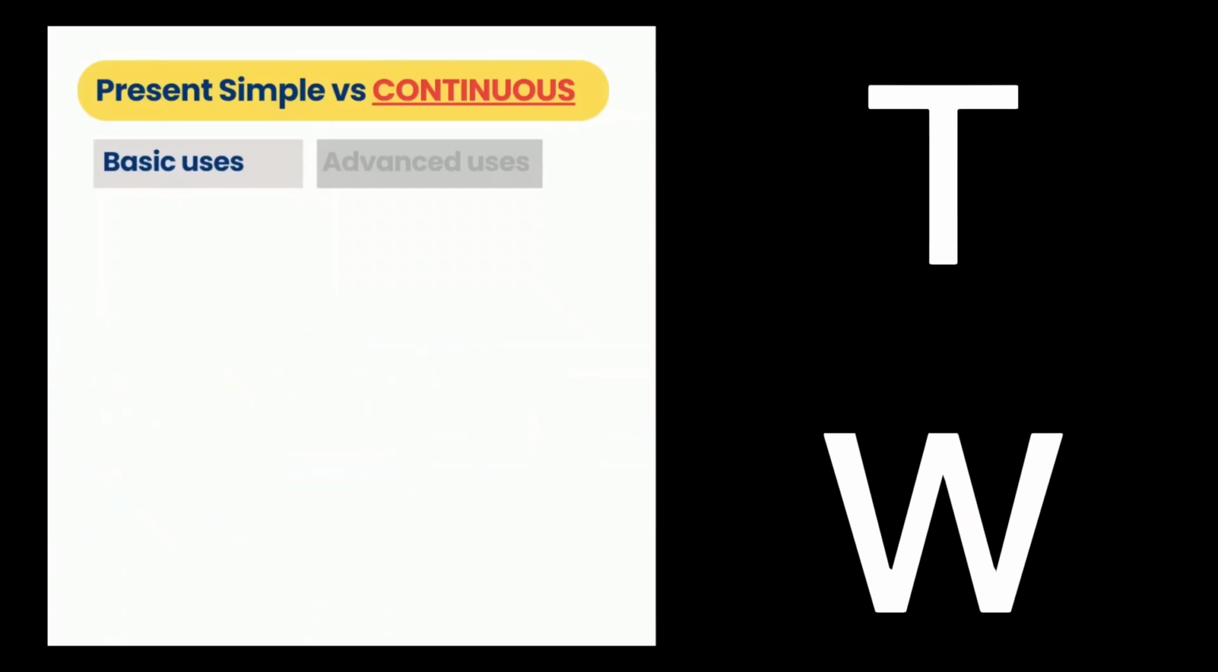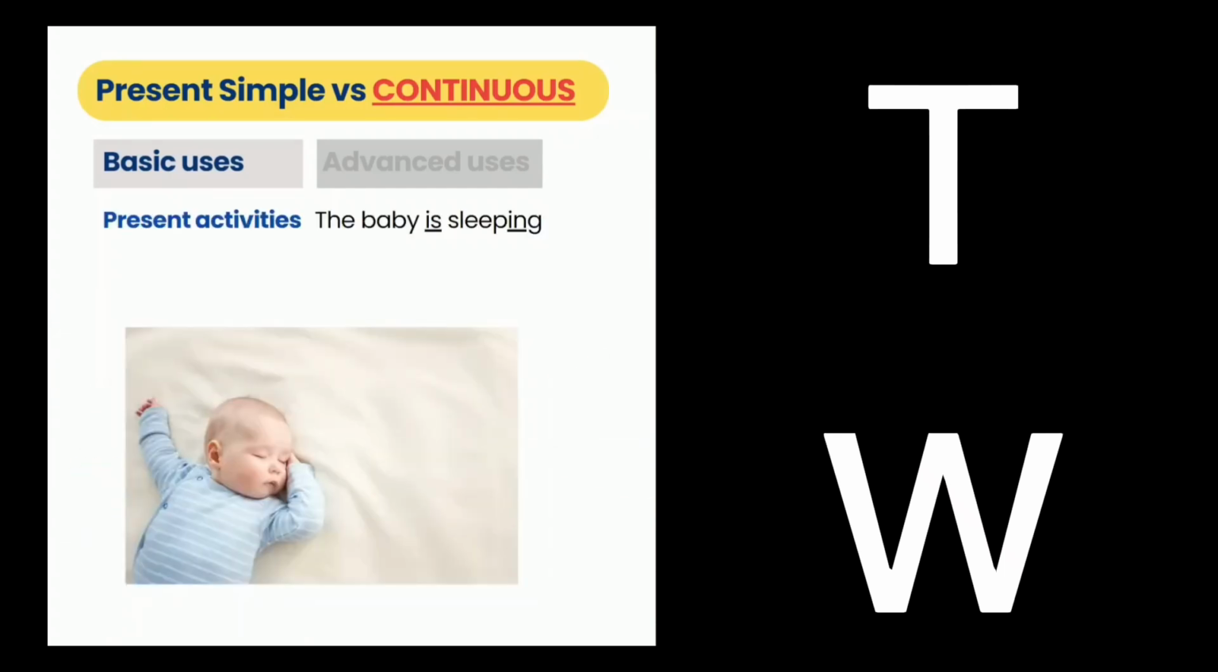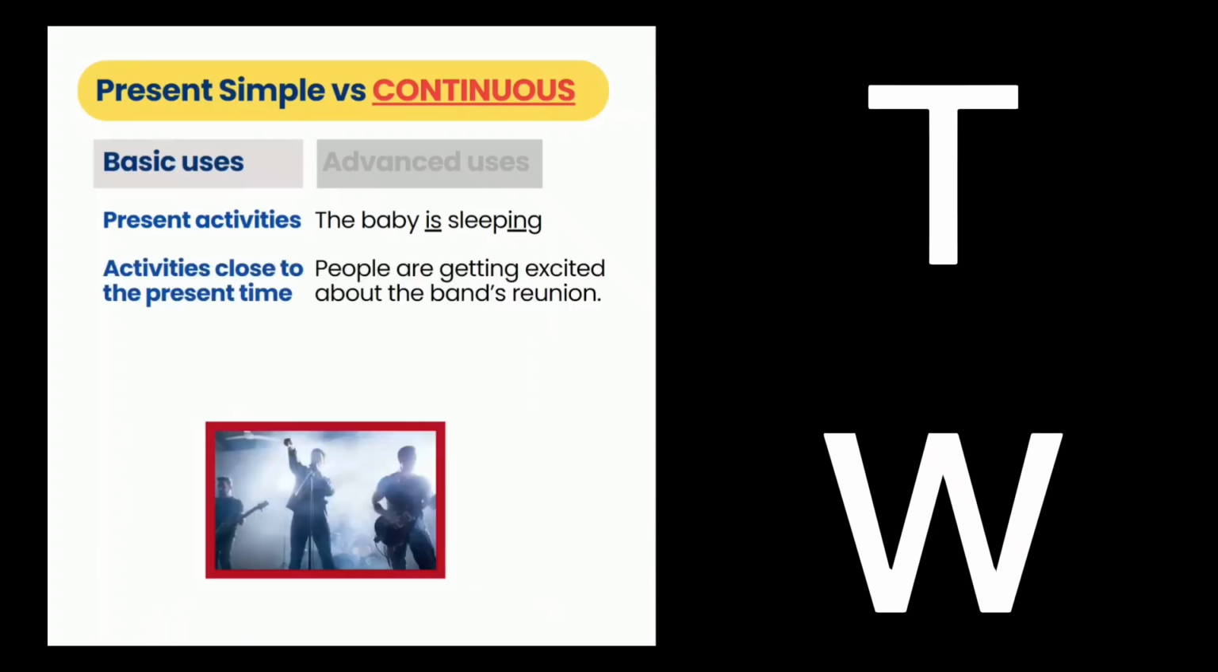A basic use of the present continuous is to indicate present activities. Look at this baby. What is this baby doing right now? The baby is sleeping. This is not something that just happens in a moment. This has probably happened for many hours before and will continue afterwards. It's an activity in progress. The baby is sleeping.